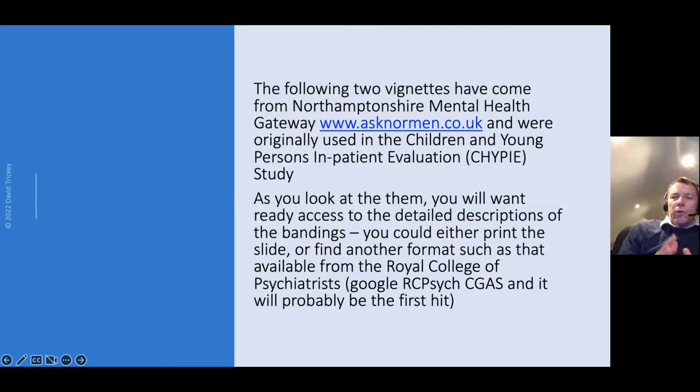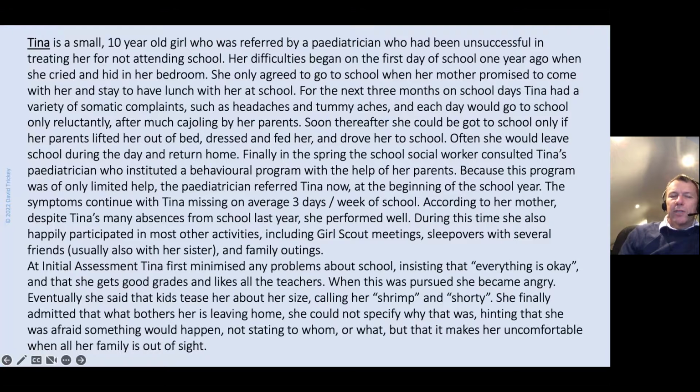As you look at them, you'll want ready access to those detailed descriptions of the bandings. As I've said, you could either print them from that slide that I showed you earlier, or you could find them on the Royal College of Psychiatrists website. So here's Tina. Feel free to pause this video whilst you read this. I'm not going to read this out to you.